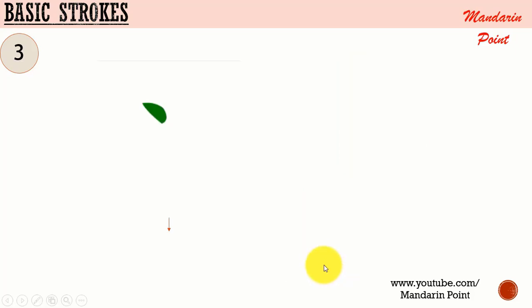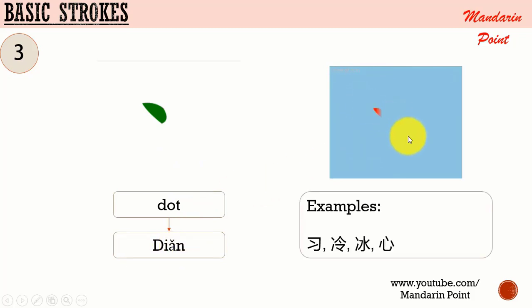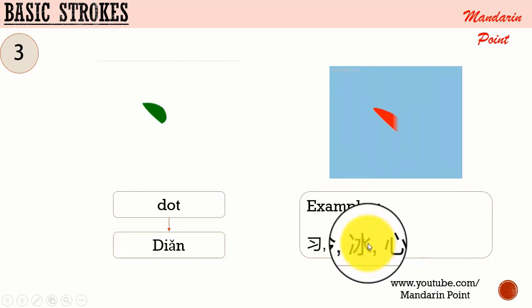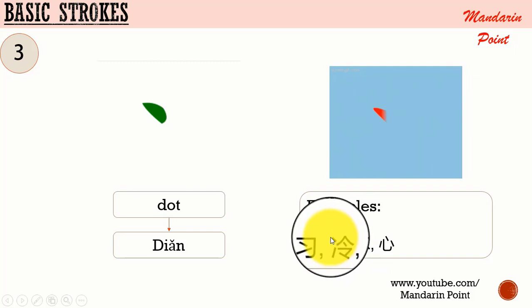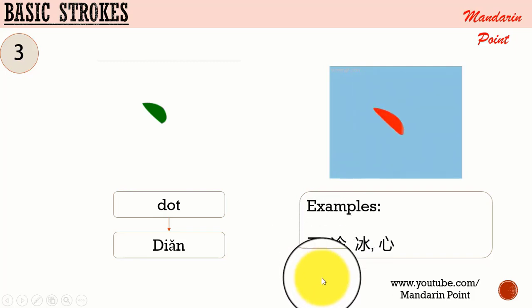Here we have the third one. It is actually a dot. You see, simply representing a dot, which in Chinese we call tian, and we write it from left to right. And let's find an example. Yes, this one is tian, tian, tian. Okay, let's move towards the next.